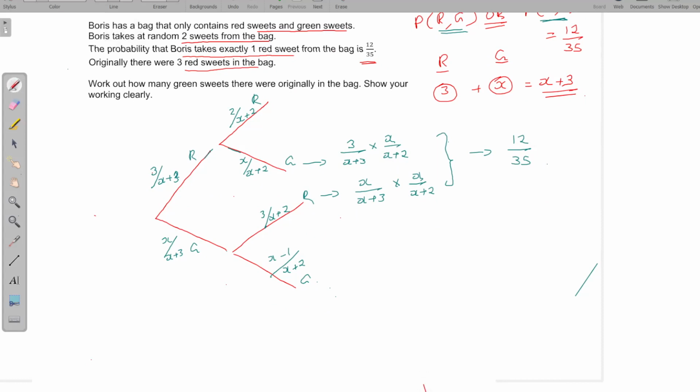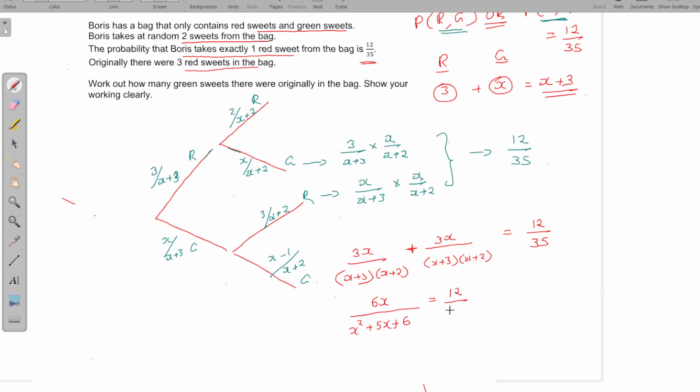If you add them together, that is 3x over x plus 3 times x plus 2, plus 3x over x plus 3 times x plus 2, is equal to 12 over 35. They have the same denominator, so we can just add the top. So 6x, expand the bottom, x squared plus 5x plus 6, is 12 over 35.